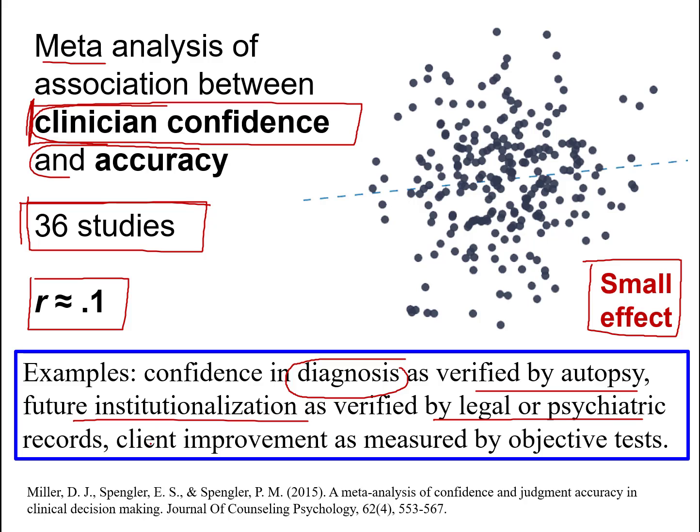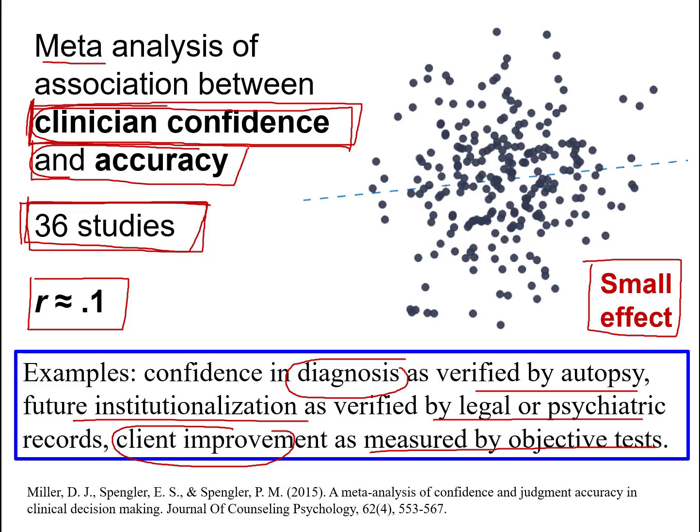Or sometimes clinicians were making a judgment about the extent to which the client was likely to improve, and that could be measured at a later point in time using objective tests. So these are all studies, 36 studies, investigating clinicians, and clinicians were making some kind of diagnostic judgment, and then after making this judgment, they were asked to rate the confidence of their judgment. And the question here is, if someone feels confident that they made the correct judgment, does that confidence mean they're more likely to have given an accurate judgment?